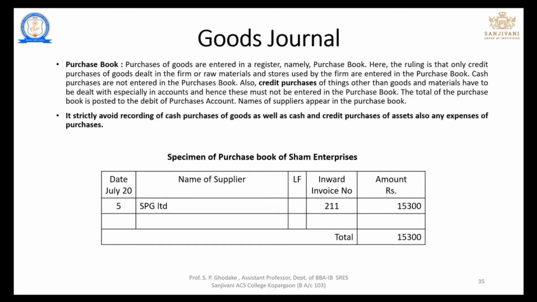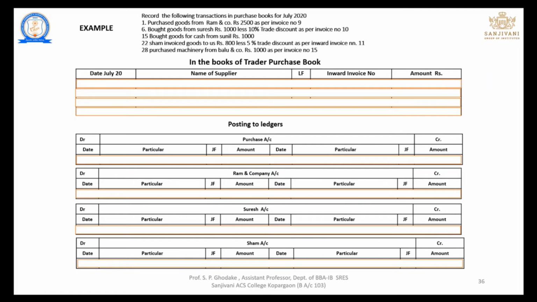Then date-wise, you can write down in sequential or chronological order all the transactions, and at the end of the month you can do the casting of the purchase book, and you will get the total amount of credit purchases from the particular parties. So as you have been cleared with the pro forma, now we'll see one example.